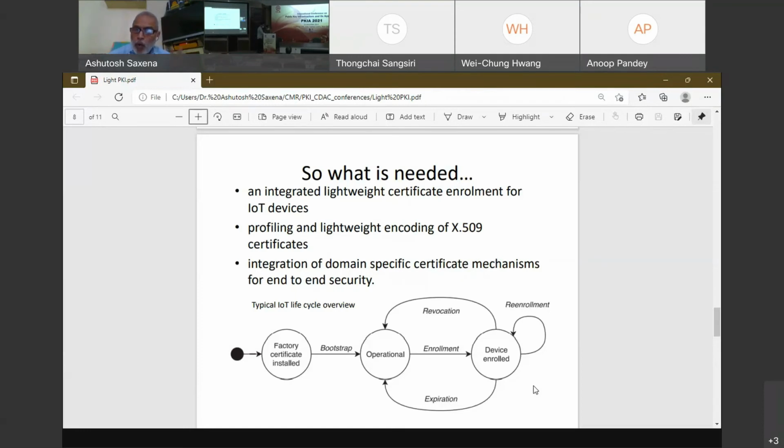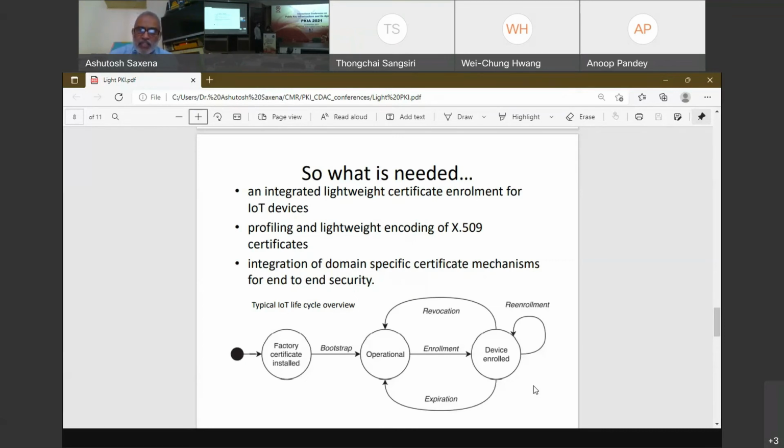So what is required in this case is that we need to have a lightweight X509. Yes, some IETF standards are coming up. They are not still mature. There are drafts already floating at the draft stage, and a lot of work is going on right now.